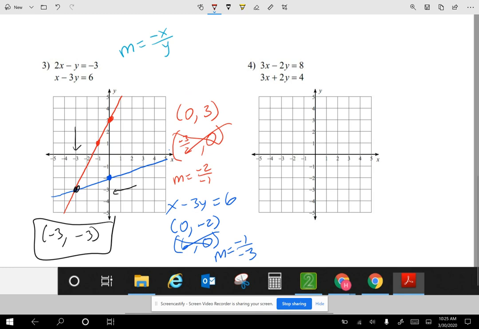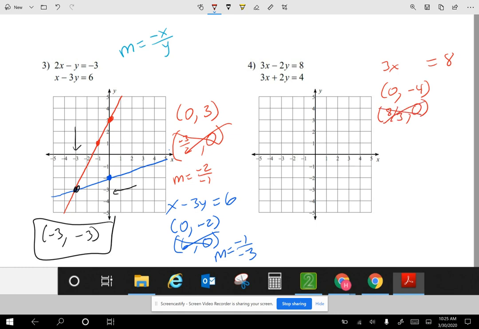All right, let's take a look at this last one. 3x minus 2y is equal to 8. I start saying, well, what if x equals 0? I erase the x term, so I have that negative 2y equals 8. Let me divide both sides by negative 2. So I get that y is equal to negative 4. Then I say, well, what if y is equal to 0? I erase my y term. So I have 3x is equal to 8. Divide both sides by 3. So x equals 8 over 3.